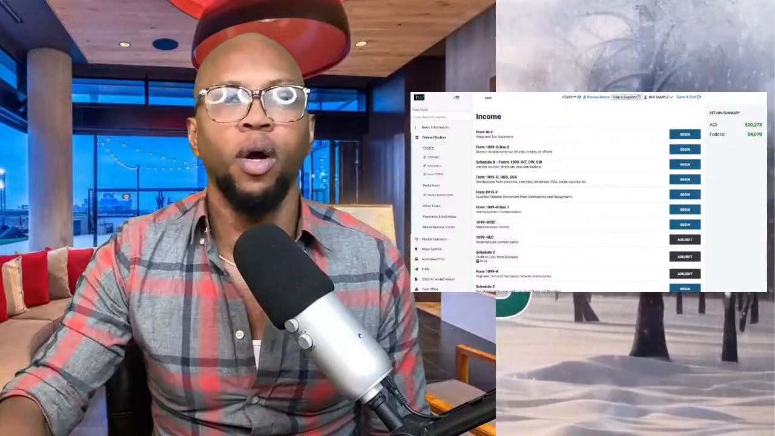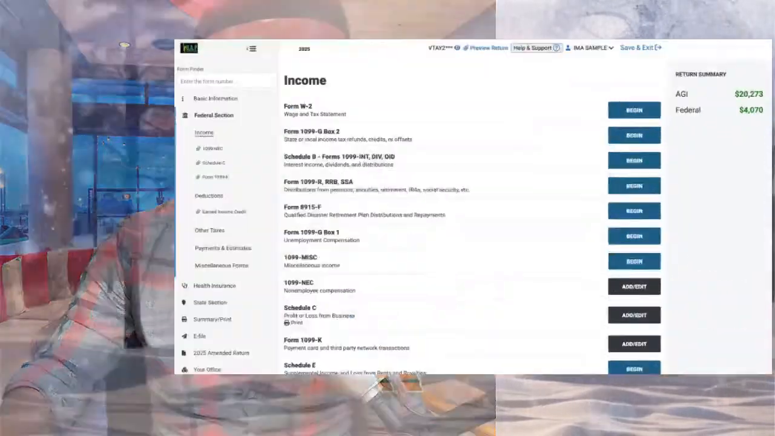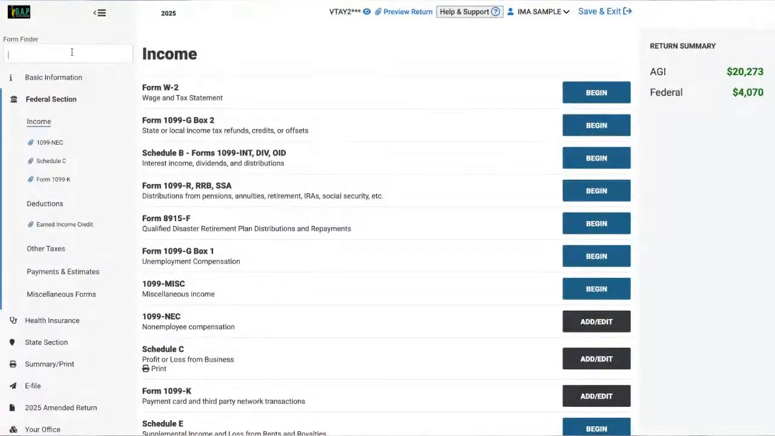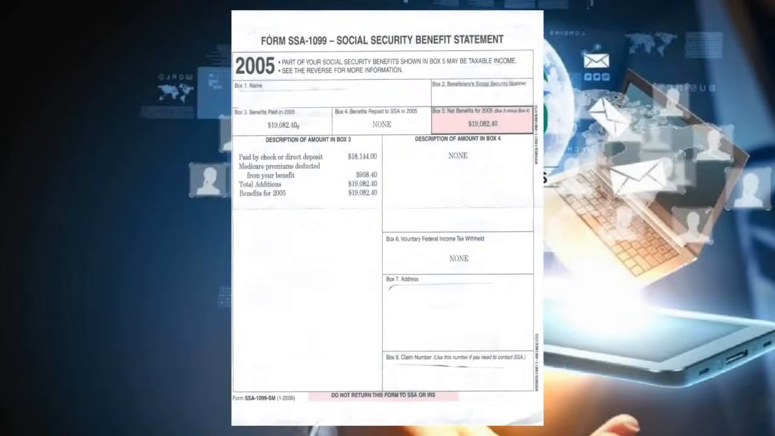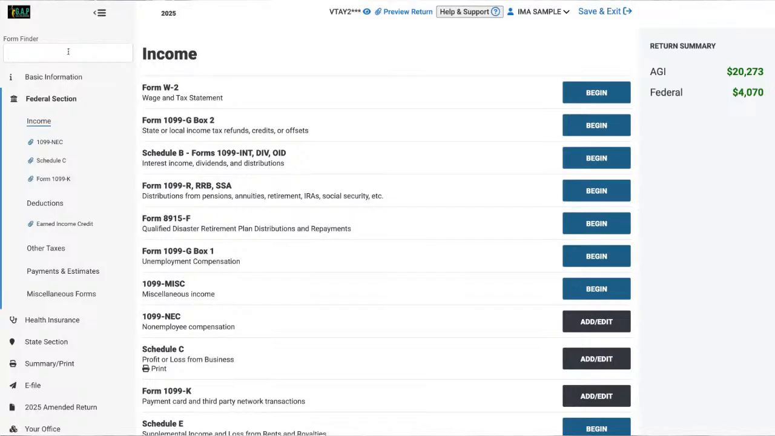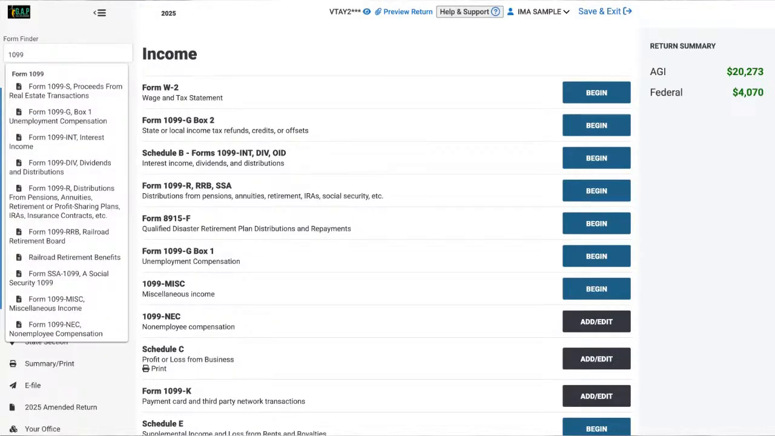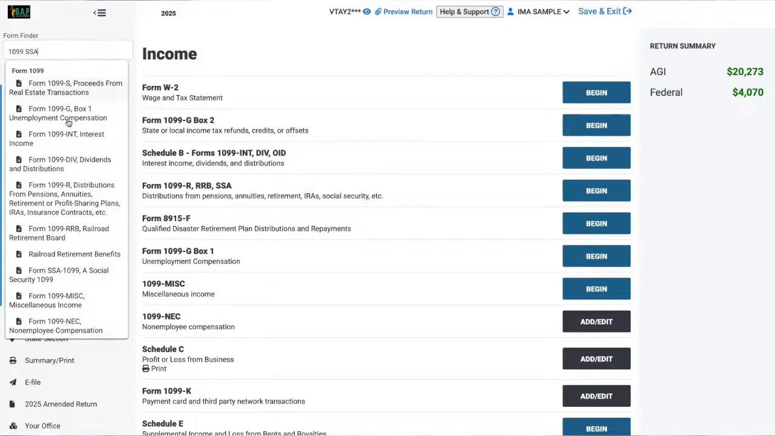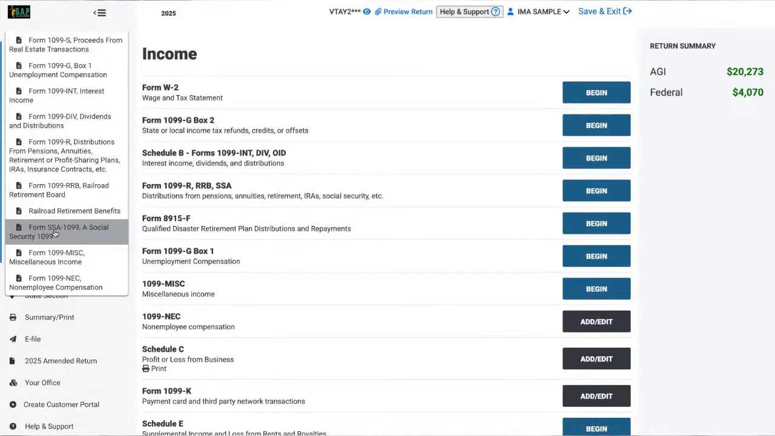But if you want to do it a little quicker, for those that may just like to type in and see the results, then you go here. And what does the form say? It's called a 1099-SSA. So I'm going to go to Form Finder and put in SSA 1099. And guess what? A list of options normally comes up. There we go. 1099-SSA. Scroll down. Social Security. Bam.